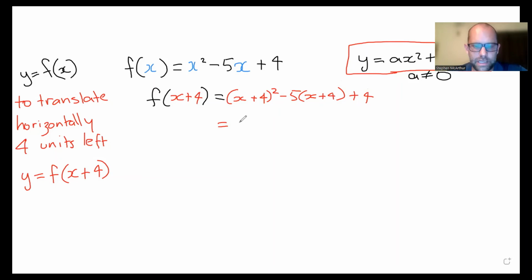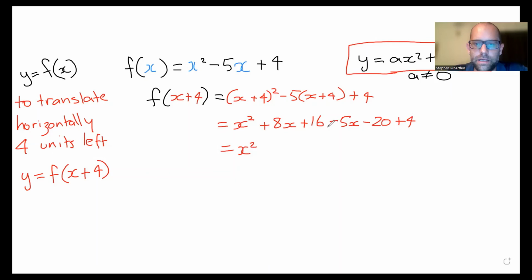I'll spare you the extra algebra. I'll just expand this really quickly. x squared plus 8x plus 16. If you're not sure how to do that, check the start of the video. Minus 5x minus 20. That's this bracket expanded, plus 4. Let's put the squared back where it belongs, just up there. That's better.